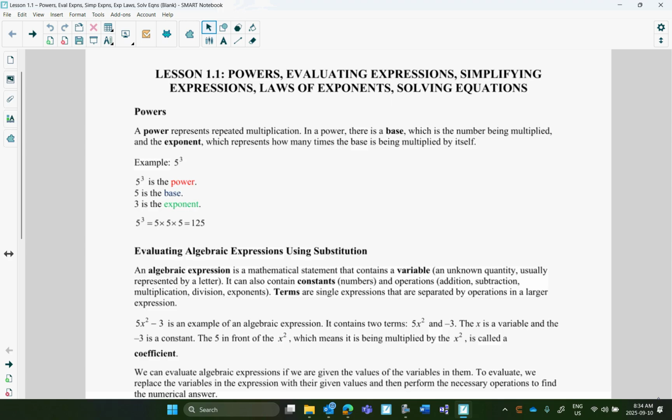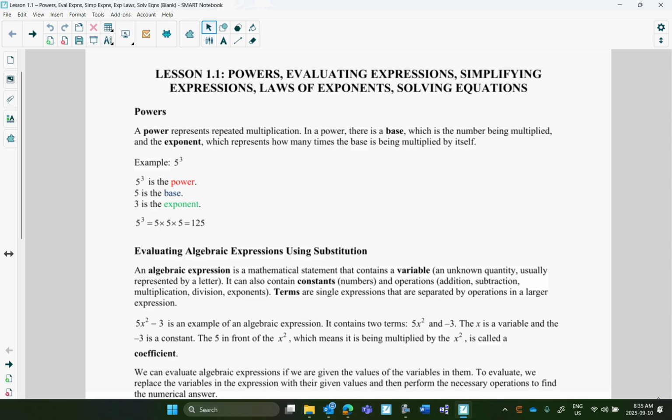Let's start with this unit. Before I talk about what the actual unit is about, I want to do a little bit of review of grade 9 algebra. Really the stuff that you need to know in order to be successful in grade 10. So you have to refresh your memory on certain things like powers, simplifying expressions, and solving equations. We'll do a few of these today and then we'll finish the rest next class.